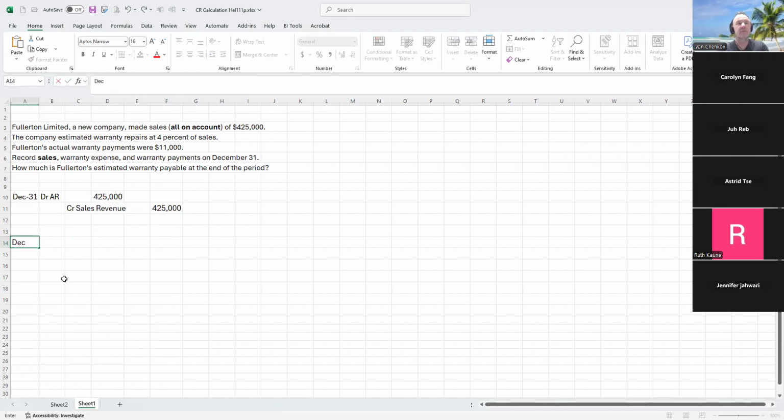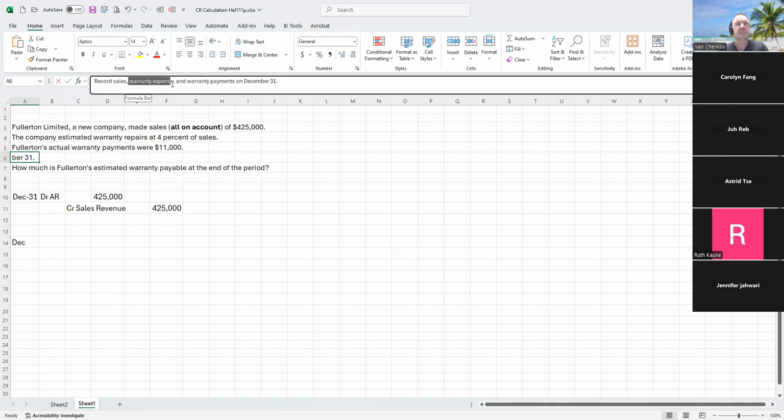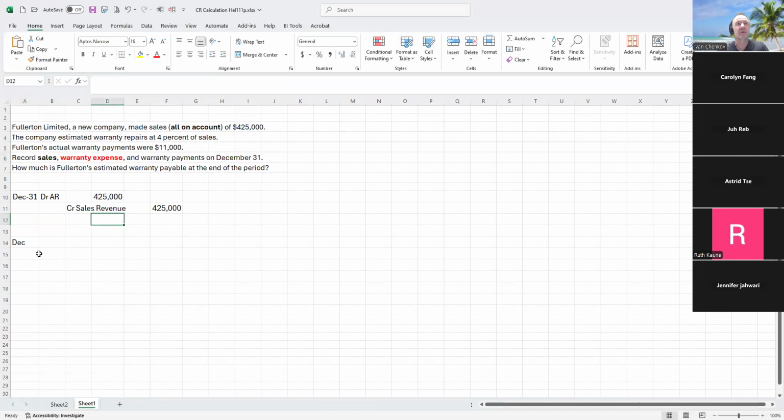So next one, we have to record the warranty expense. That's the second thing that we have to do. Warranty expense. December 31st is our date here. What are we going to have? Debit. Which account are we going to debit now? Warranty expense.